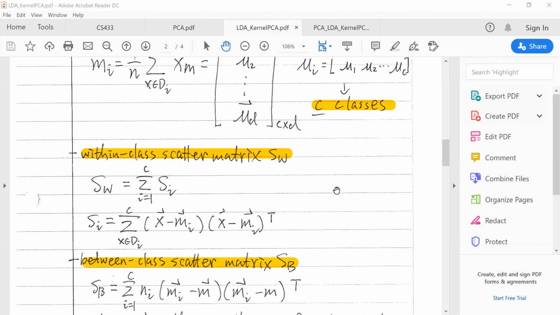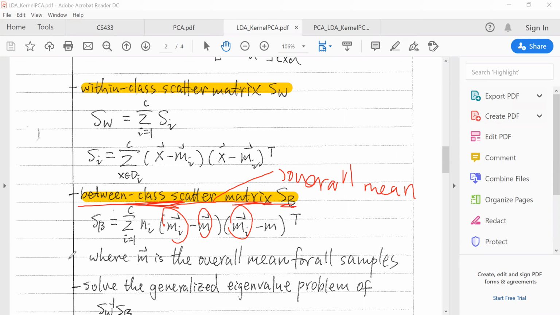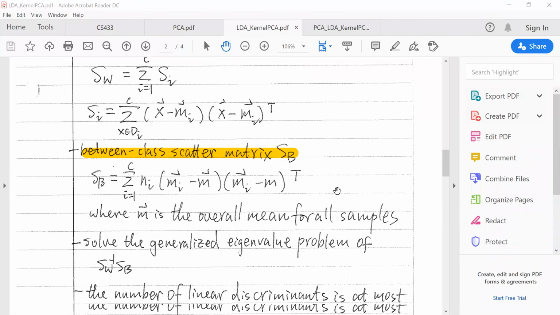And then you can also find the between-class scatter matrix. How do you find it? This is each class's mean vector, and this M is the overall mean regarding all of the samples. So the between-class, the inter-class distribution matrix, you can also come up with. So we come up with those.